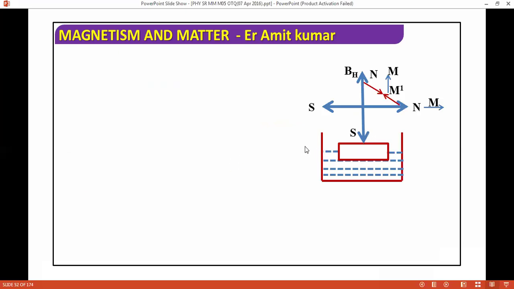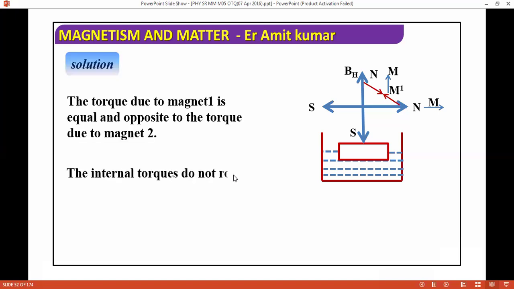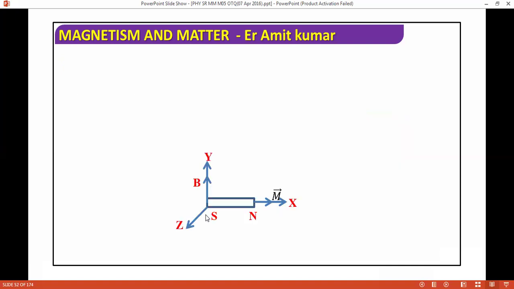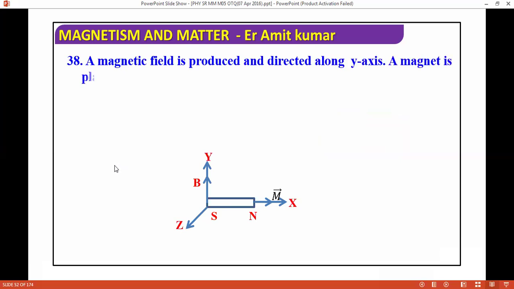So we are placing the magnets in such a way that both are perpendicular. You see the situation, and this is what you can see in the figure. The torque due to magnet 1 is equal and opposite to the torque due to magnet 2. The torques because of both magnets are opposite, and the internal torques do not rotate or oscillate the cork.